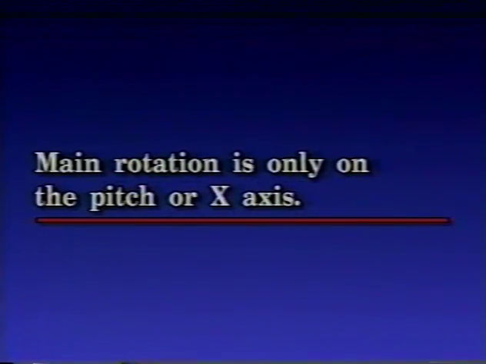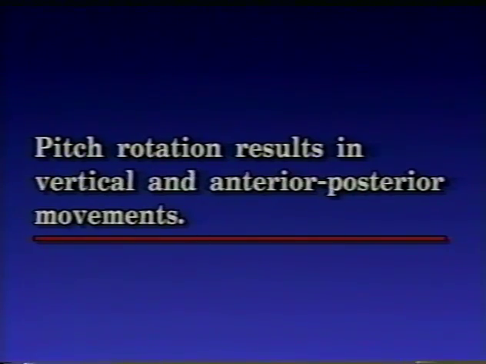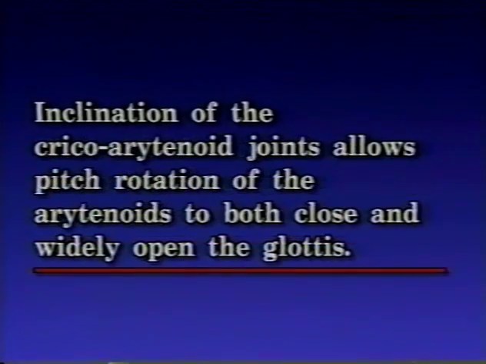Whether one uses the descriptive term rocking or the more accurate scientific term pitch rotation, it is important to realize, first, that the cricoarytenoid joint allows for significant rotation only on one axis, the X-axis. Second, that on rotating, the arytenoid describes a movement resulting in a change in the vertical as well as the anterior-posterior position of the vocal process of the arytenoid and attached vocal fold. And third, the inclination or sloping of the cricoarytenoid joints allows pitch rotation of the arytenoids to both close and widely open the glottis. The widely open glottis satisfies the needs of the respiratory system. The closed glottis not only provides protection for the lower airway, but also places the vocal folds in an optimal position for phonation.